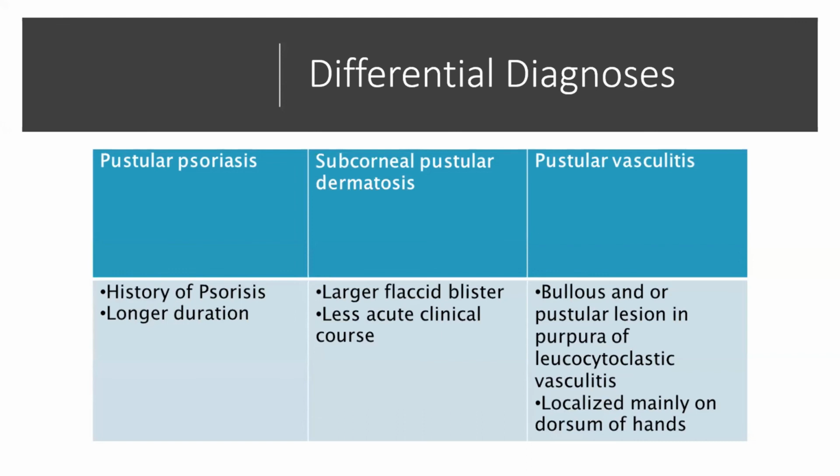Subcorneal pustular dermatosis, which has larger flaccid blisters and a less acute clinical course, and pustular vasculitis, where you have bullous and/or pustular lesions in purpura of leukocytoclastic vasculitis. And those are localized mainly on the dorsum of the hands.